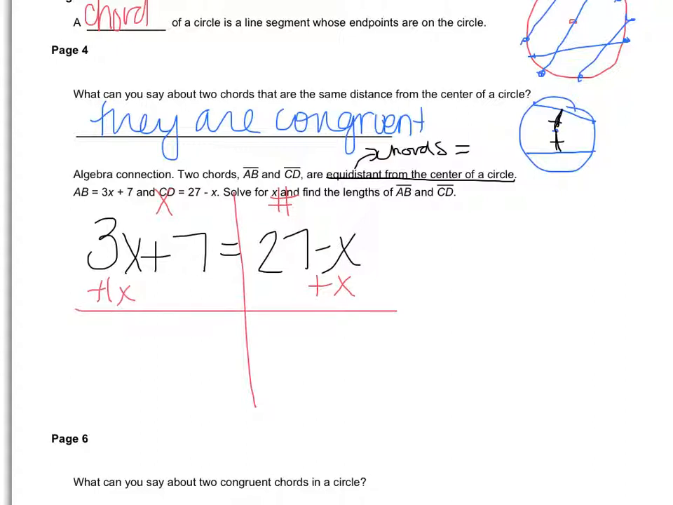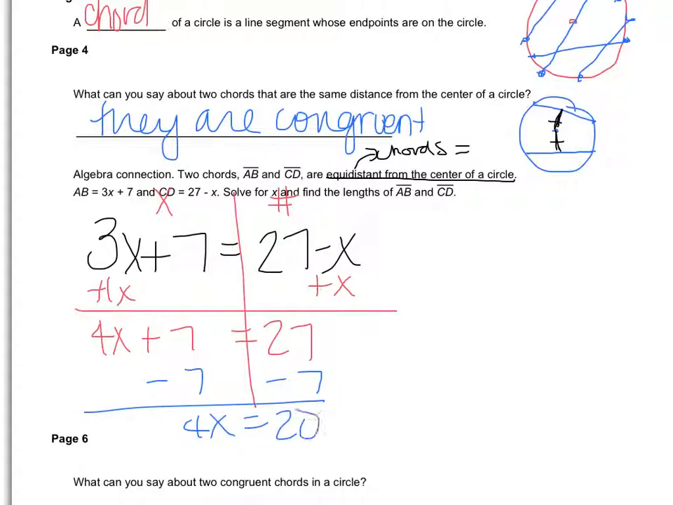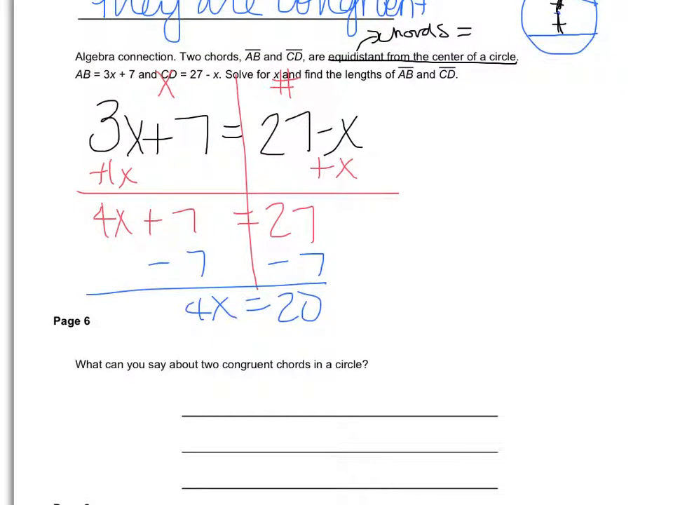And that's a 1x. 3x plus 1x is 4x, plus 7 equals 27. Then I'm going to need to subtract 7 from both sides. So 4x equals 20. And the last thing I'm going to do to get x by itself is divide both sides by 4. And x equals 5. So if x was 5, those chords would be congruent.